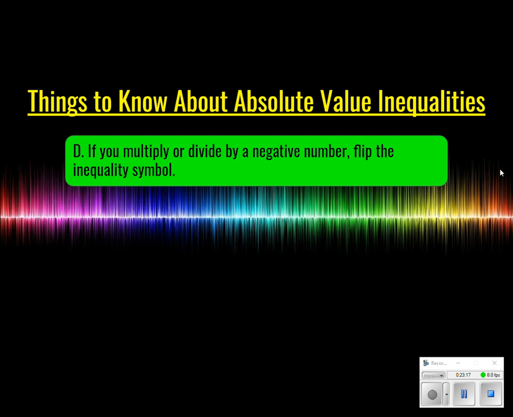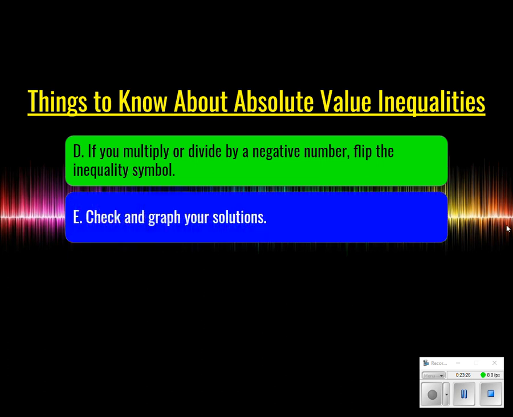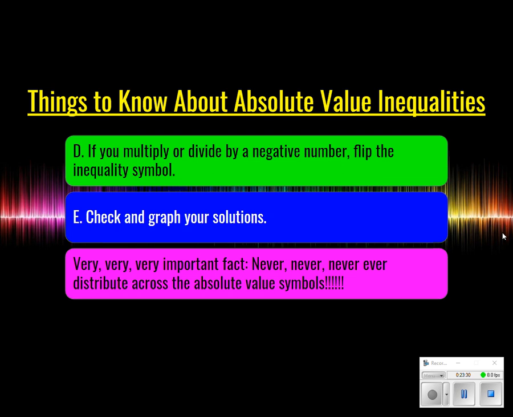If you multiply or divide by a negative number, remember, it's the golden rule of inequalities. You've got to flip that inequality symbol and check and graph your solutions. It's very, very important that you never, ever distribute across the absolute value bars. Don't do it. I know you want to. Don't do it.